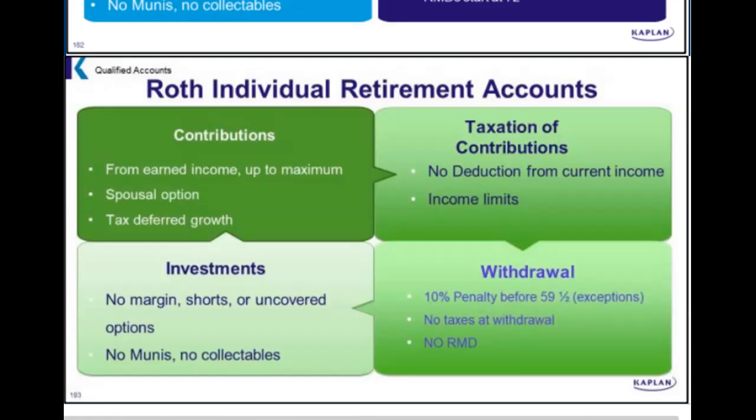There is no life insurance permitted to be in a Roth IRA. No municipal securities, again, due to the exemption from federal taxation, and no collectibles would be permitted.